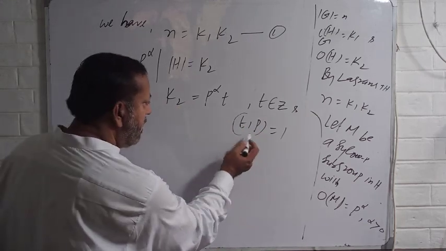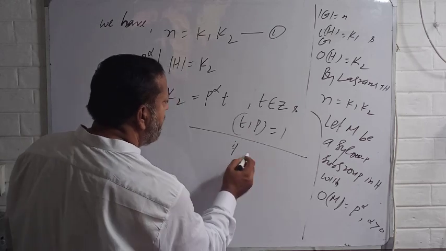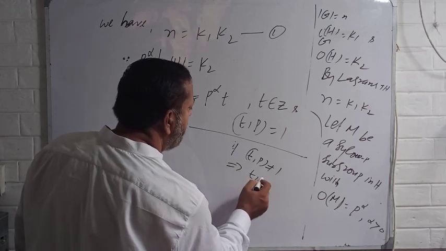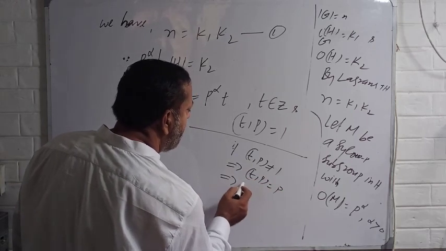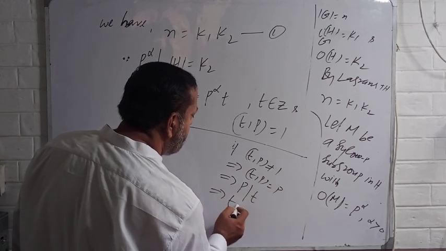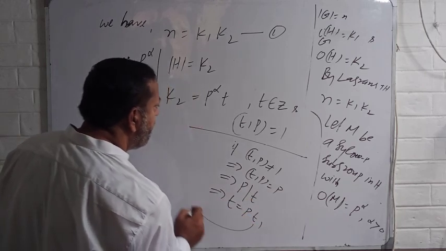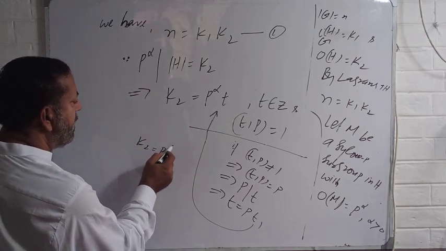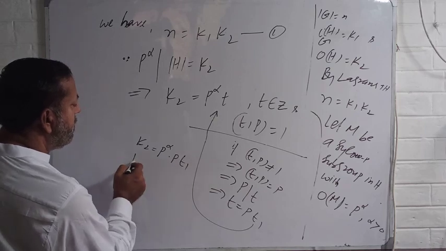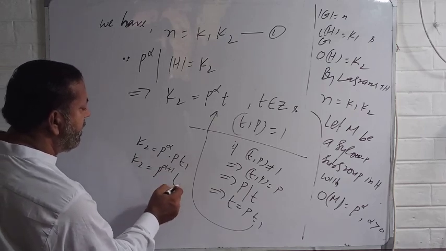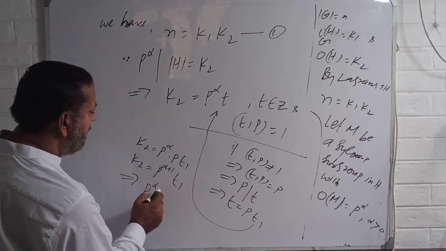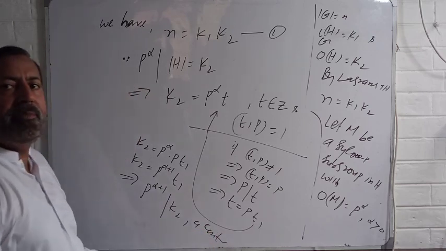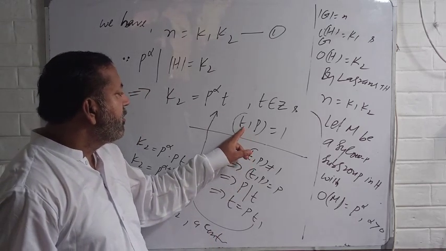Because if GCD of T and P is not equal to 1, then GCD of T and P would be equal to P. This implies P divides T. This implies T is equal to P T1. Put here, so you are getting K2 is equal to P power alpha P T1. So K2 is equal to P power alpha plus 1 T1. This implies P power alpha plus 1 divides K2. A contradiction, right? So that's why T and P are relatively prime.